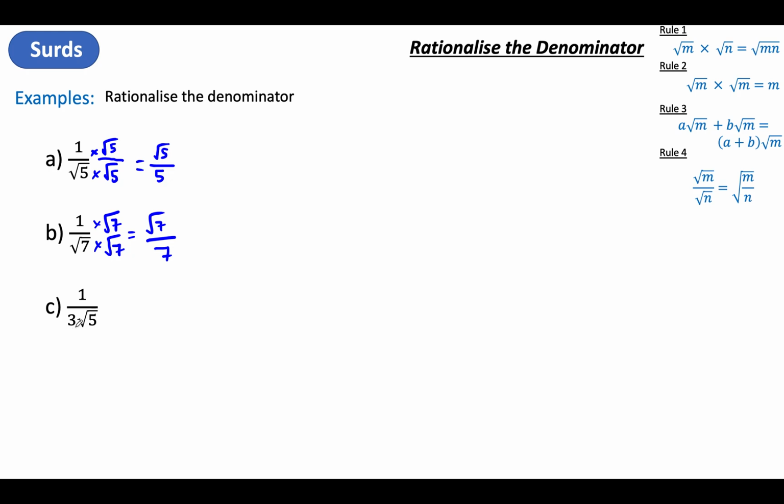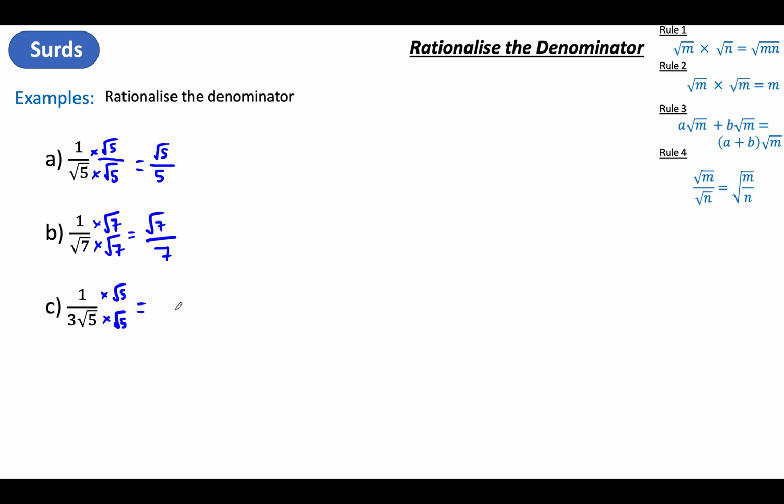Oh, what's here though? We've got a whole number and the root 5. We've got 3 root 5. So what do I times it by now? Do I times it by 3 root 5? Do I times it by root 5? I could times it by 3 root 5, but actually I don't need to. All I'm trying to get rid of is the square root, so that's all I need to multiply it by, because that will get rid of the square root.